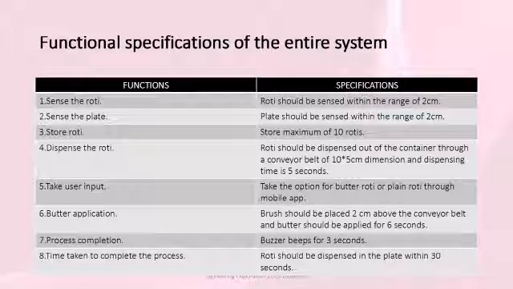Dispense the roti. Roti should be dispensed out of the container through a conveyor belt of 10 into 5 cm dimension and the dispensing time is 5 seconds. Take user input. Take the option for butter roti or plain roti through the mobile app. Butter application. Brush should be placed 2 cm above the conveyor belt and the butter should be applied for 6 seconds. Process completion. The buzzer beeps for 3 seconds. Time taken to complete the process: roti should be dispensed in a plate within 30 seconds.